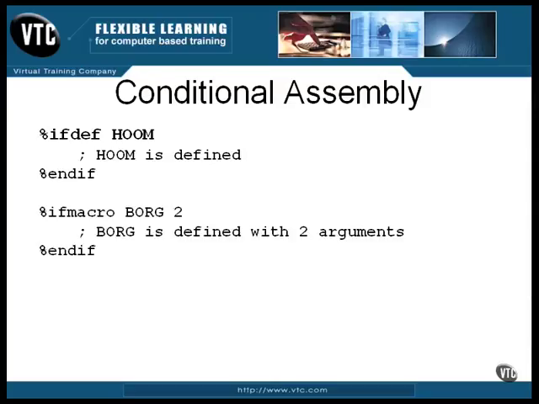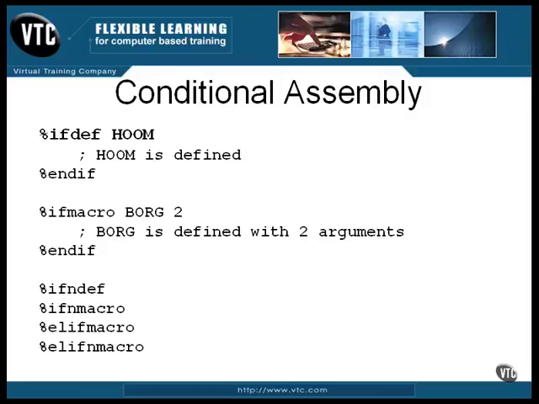Another form of the if is the test for the existence of a multi-line macro. This test includes the number of arguments required by the macro. Now, the reason for the number is because of macro overloading. Overloading is discussed in a later lesson, and both of these have a negative form. The letter N is inserted to form if not def and if not macro. There is even an else if macro and an else if not macro.